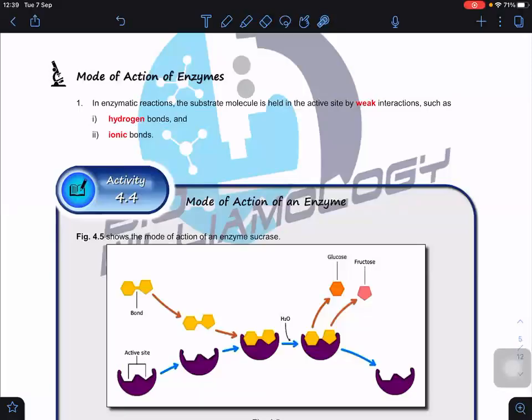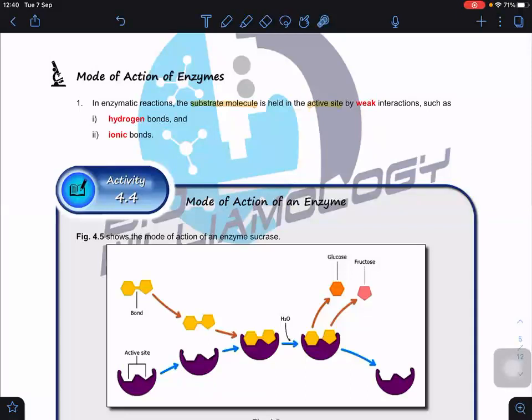Okay, so in the mode of action of enzymes, we always have to mention a few terms. I mean, two. Okay, we have no choice. First, we talk about the substrate molecule. We talk about the active site. We talk about the ES complex. We talk about the product. That means we explain the entire process, from the substrate to how we get the product. That is the mode of action. Okay, are you clear?